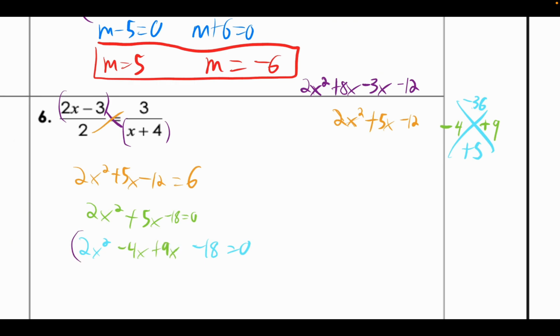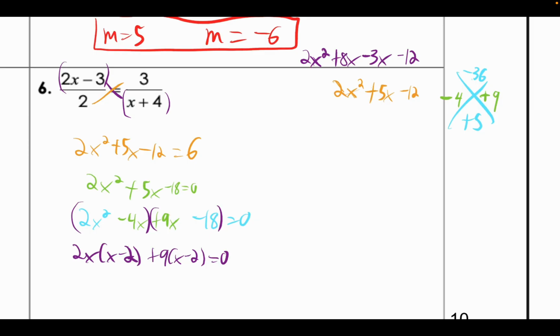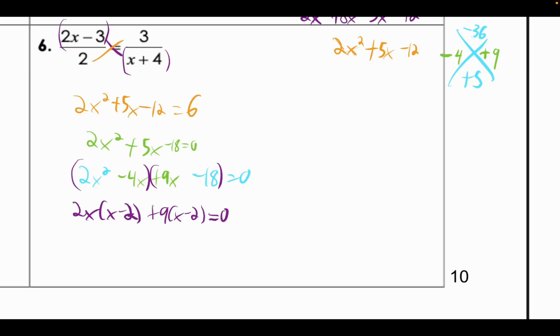Now I group the first two, I group the last two, and the GCF of the first two is a 2x, leaving me with x minus 2. GCF of the second two is positive 9, leaving me with x minus 2. Then we take the common factor x minus 2 and make it one of our factors. And what's outside the parentheses, or I'd like to say the leftovers, you have to pack them up and save them for later. Those go in the other factor.